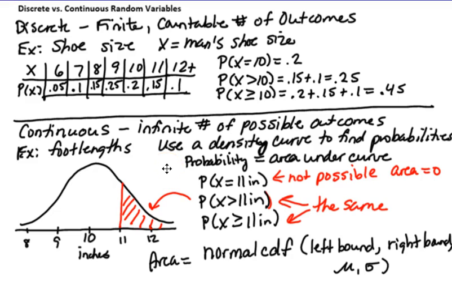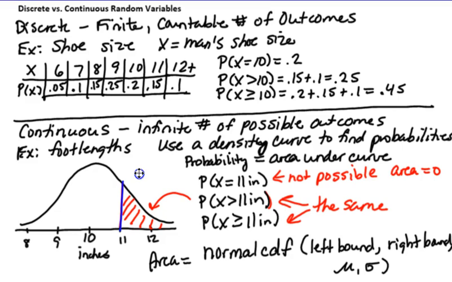So to find the probabilities for various foot lengths, I have to use the area under the curve, and we learned how to do that with a normal model. But look at the difference here. Of the three probabilities here, I can only find one of these three. I can't find the probability that x equals 11 inches because that would be just this line right here. And this line doesn't have any area because there is no width to the line. So since the area is 0, it's not possible to find the probability that x equals a particular value like 11 inches or 11.001 inches or anything like that.